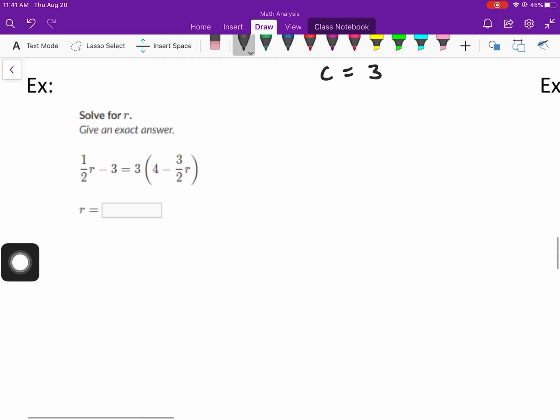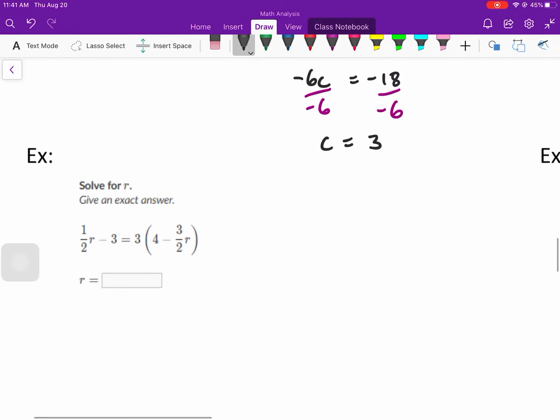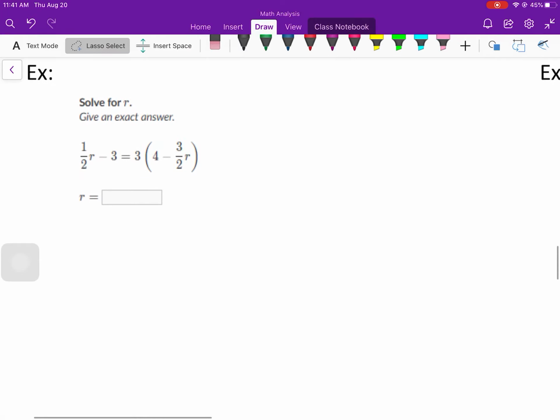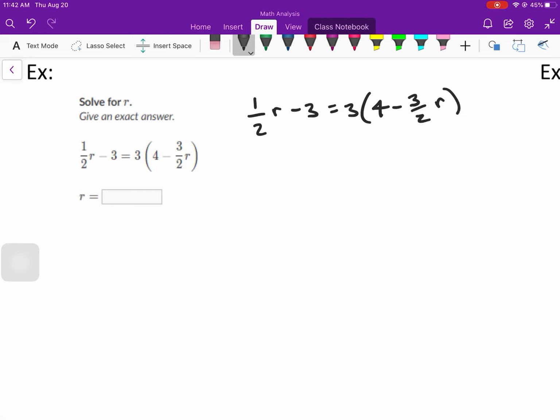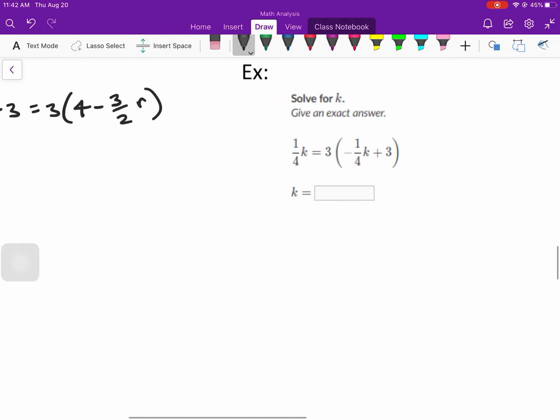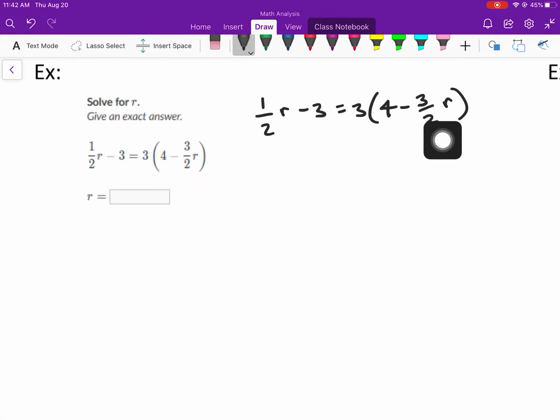Let's go ahead and look at fractions now. So we'll have, let me move this up, it's in my way. All right. So 1/2 r minus 3 equals 3 times (4 minus 3/2 r). Now there's different ways you can approach fractions with the parentheses. Sometimes people like to try to get rid of the fractions before the parentheses. In this case, that doesn't work, because we have a fraction inside the parentheses. So if you have a fraction inside the parentheses, let's distribute first. And you could always just distribute first anyways and then get rid of the fractions.